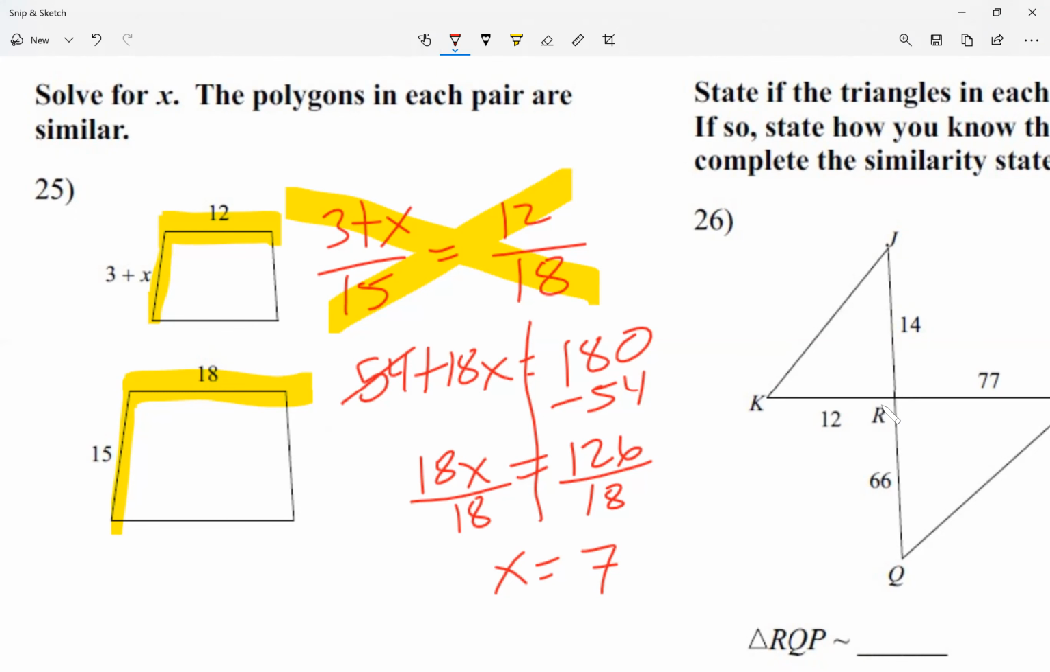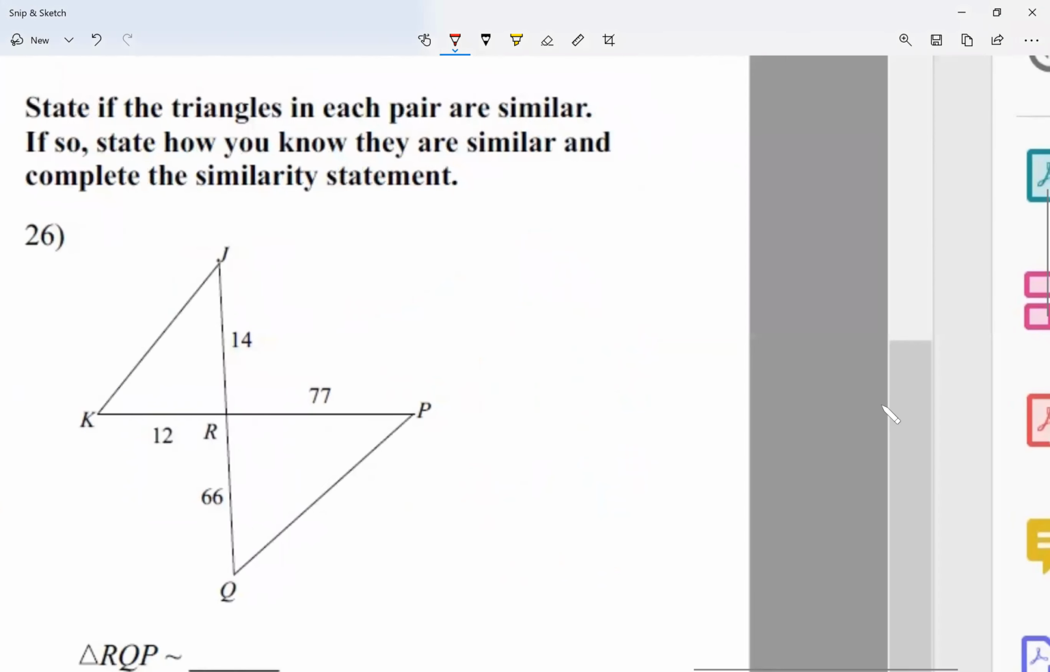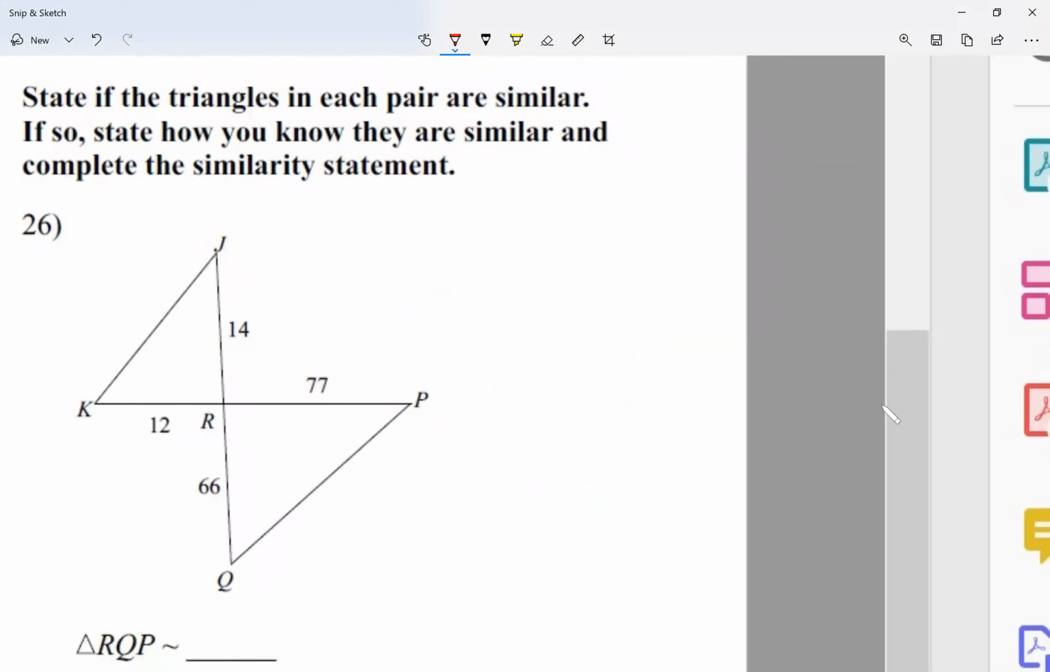Let's take a look at number 26. State if the triangles in each pair are similar. Okay, so we're going to state if they are similar. Before I continue reading the instructions, I remember for similarity, there are 3 rules that work: side, side, side, side, angle, or angle, angle. So those are the only 3 rules that we're going to use.